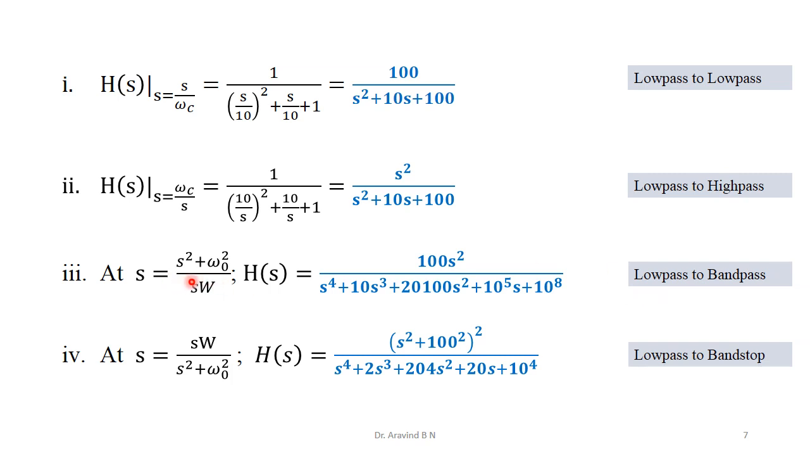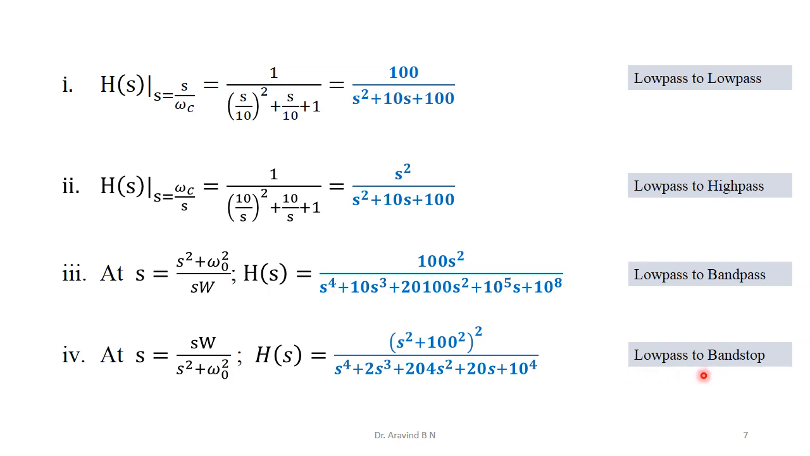Next one, low pass to band pass transformation. S is equal to S square plus omega naught square divided by SW. By substituting and simplification, we are going to get this as the final answer. In this case, the substitution to the prototype as well as the simplification step is not shown. You are supposed to show those steps for a detailed solution.